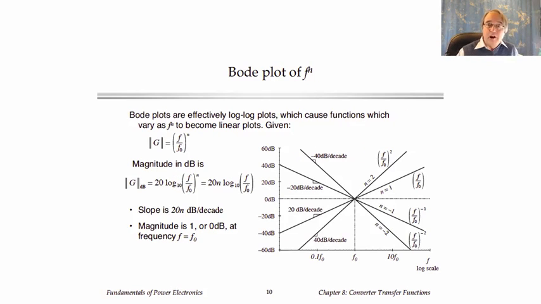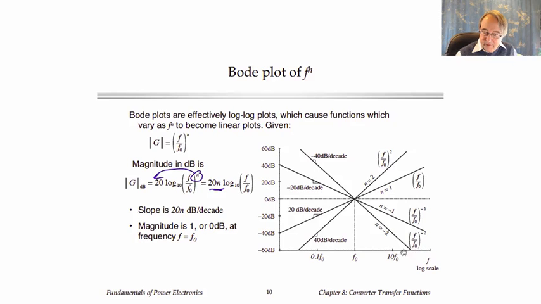The usefulness of the log-log plot for Bode plots is that functions that go like frequency to some power are effectively straight lines when we use this log-log scale. So for example, if we have a transfer function G whose magnitude is frequency divided by some constant f0 to the nth power, then when we express that in decibels, we take 20 times the base 10 log. The power can be taken outside, and we get 20 n times the log of f over f0. So this turns out to be a straight line in log f.